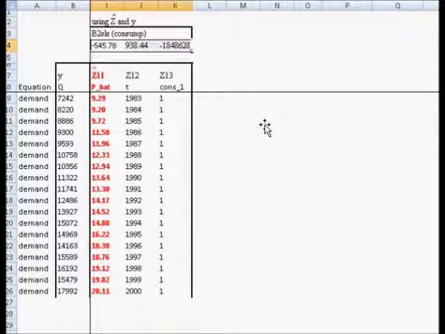equation. This right here is the constant. This is the coefficient, estimated coefficient for the time or taste preference variable, and this is the coefficient for the price variable, in this case price, the predicted price. And notice that the law of demand holds here. We have a negative 545.78.